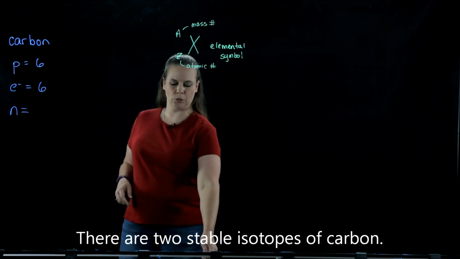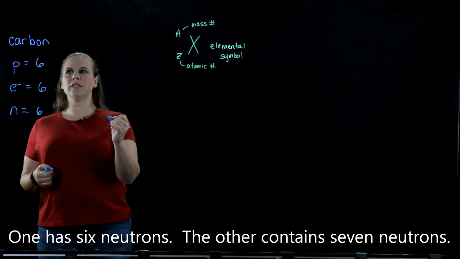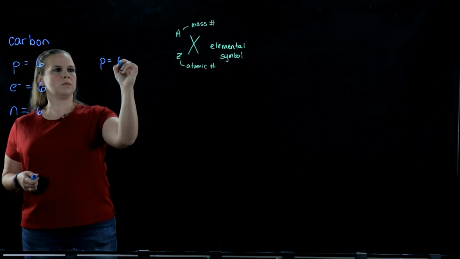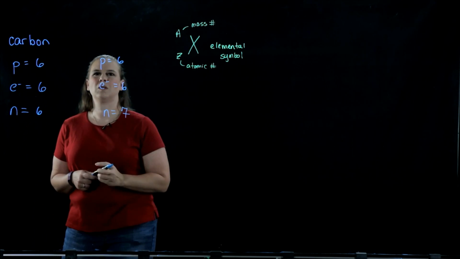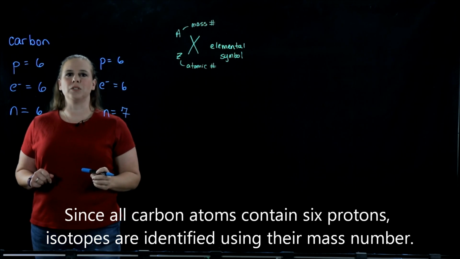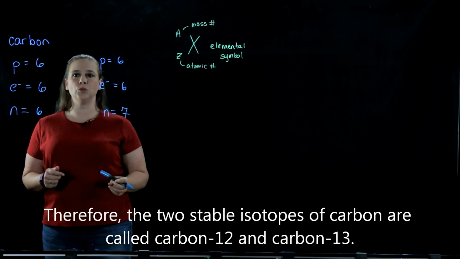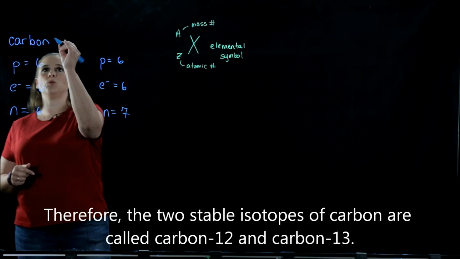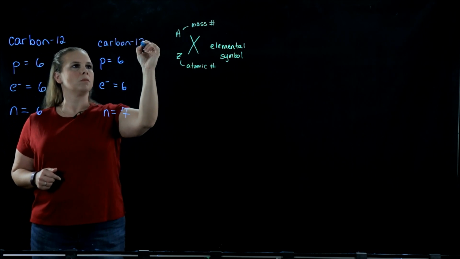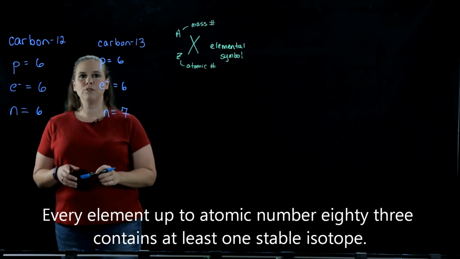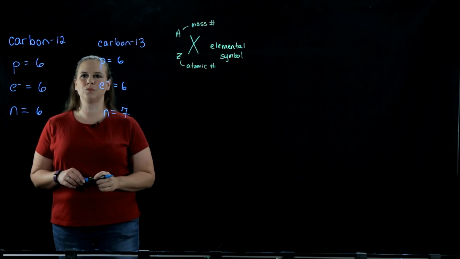There are 2 stable isotopes of carbon. One has 6 neutrons, the other contains 7 neutrons. Since all carbon atoms contain 6 protons, isotopes are identified using their mass number. Therefore, the 2 stable isotopes of carbon are called carbon-12 and carbon-13. Every element up to atomic number 83 contains at least one stable isotope.